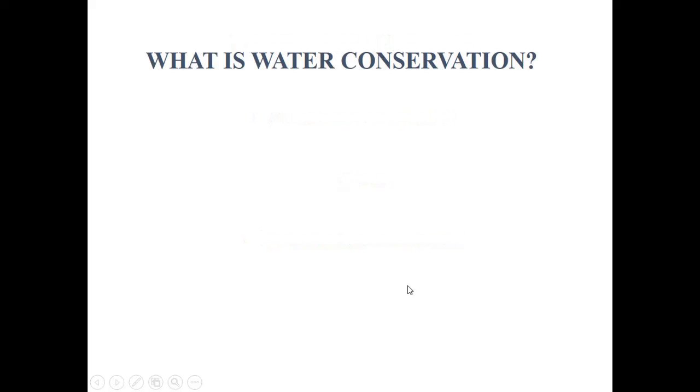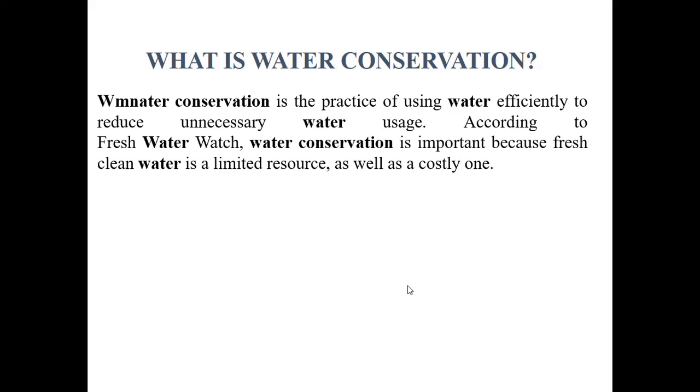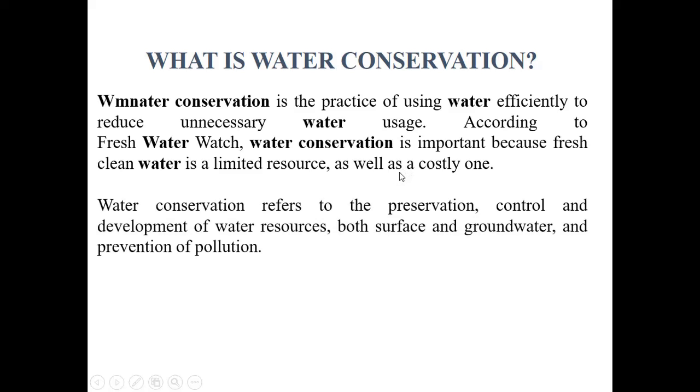So what is water conservation? Water conservation is the practice of using water efficiently to reduce unnecessary water usage. We use water, we misuse water, we overuse water, we abuse water. So we have to stop misusing, abusing, overusing. Wherever necessary we have to use the water. According to Freshwater Watch, water conservation is important because fresh clean water is a limited resource as well as very costly. So water conservation refers to the preservation, control and development of water resources, both surface and groundwater, and also prevention of pollution.